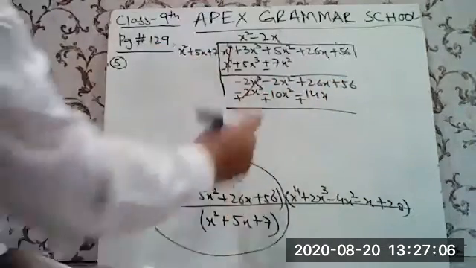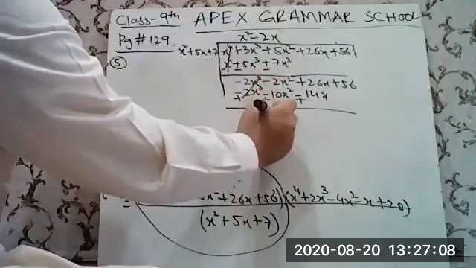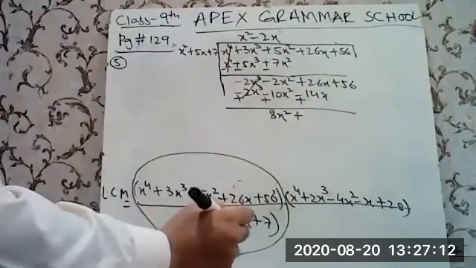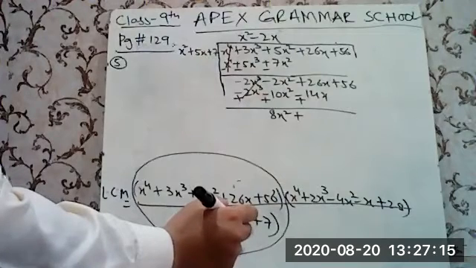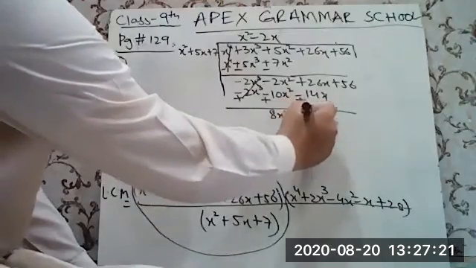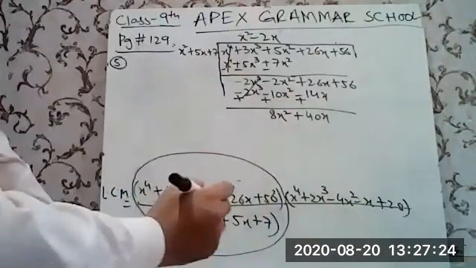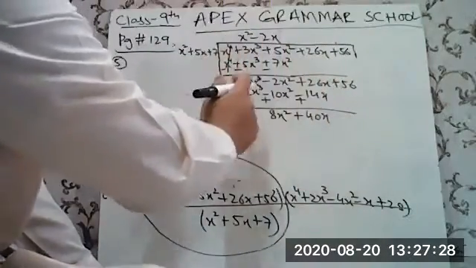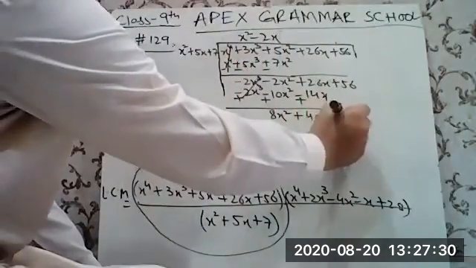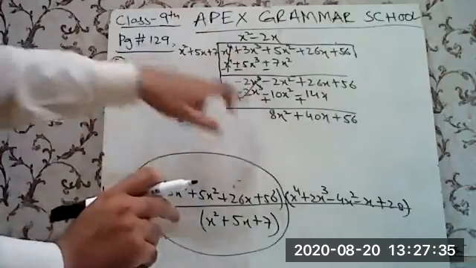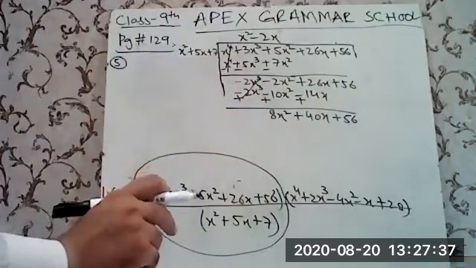Minus 2 plus 10 makes 8x squared. Plus 26 plus 14 makes 40x. Plus 56. Again, you can see that this is x squared and this is x squared. These powers are level. Again, we need a number.